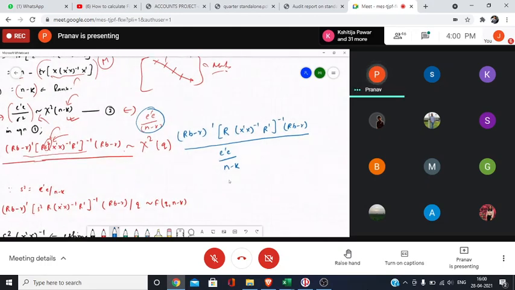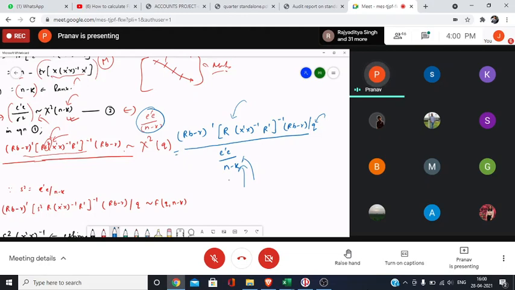Now you see this portion was a chi-square distributed random variable with Q degrees of freedom. So I have a ratio where in the numerator I have a chi-square distributed random variable, and in the denominator I have a chi-square distributed random variable. The numerator has a degree of freedom Q, the denominator has a degree of freedom n minus k, and they both are independently distributed.